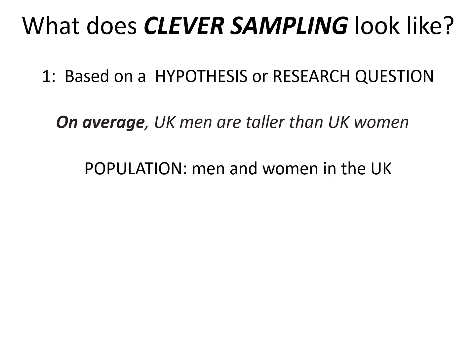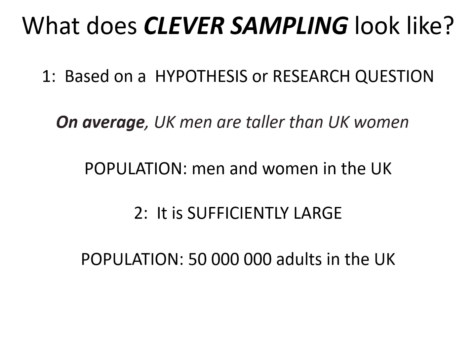Our population is men and women in the UK. And the first thing we have to do is make sure that our sample is sufficiently large. Now, when I checked, there are currently around 50 million adults in the UK. What does a sufficiently large sample of 50 million adults look like? Surprisingly enough, a sufficiently large sample can be relatively small.